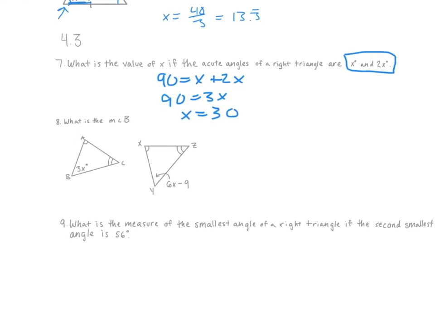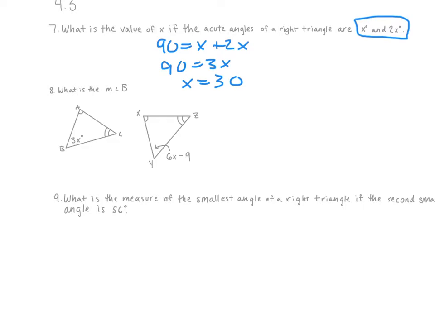What is the measure of angle B in number 8? How do we find this? Alex. 3x equals 6x minus 9. So we know that these two angles are going to be equal to each other by the third angles theorem, because we have two pairs of congruent angles. So we know that that third pair of angles is also congruent. So we just set these two equal. So we have 3x is equal to 6x minus 9. What'd you get for x?